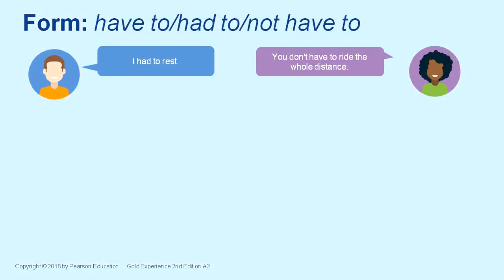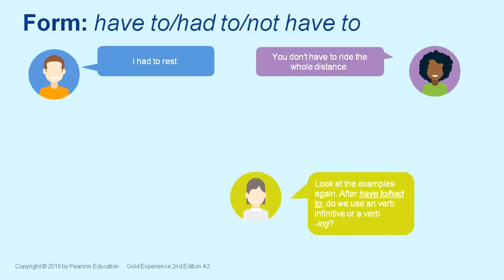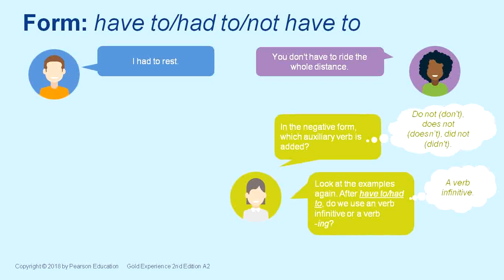What about have to? I had to rest. You don't have to ride the whole distance. Look at the examples again. After have to, had to, do we use a verb infinitive or a verb with an ing ending? We use a verb infinitive. In the negative form, which auxiliary verb is added? Do not, don't, does not, doesn't, and did not, didn't.